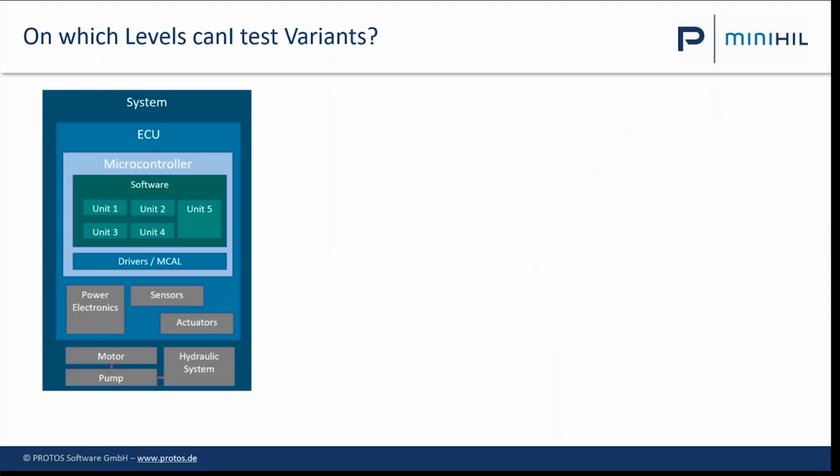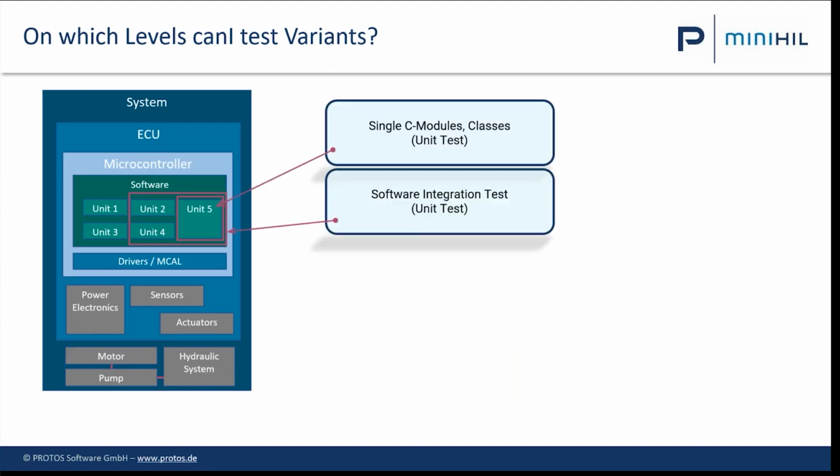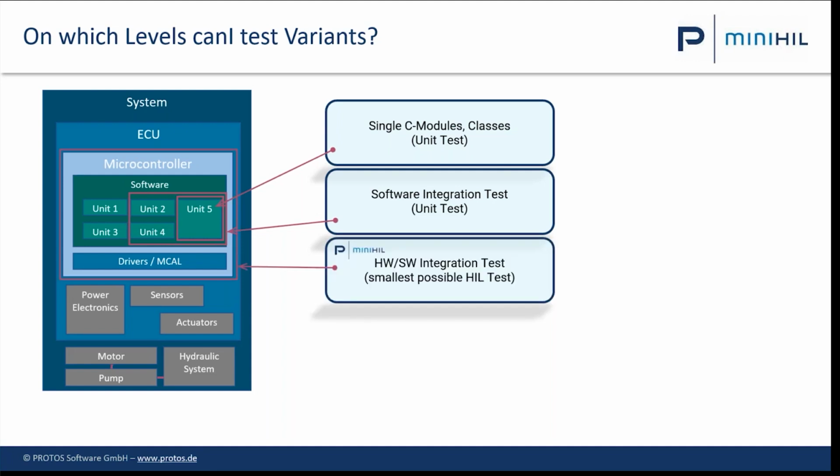Now, let's have a look at the testing topic. On which levels can I test variants? The first two levels are unit tests, for example, single C modules, classes, and so on, and also software integration tests. That's also usually done with unit test tooling. That's easy to automate. Software unit tests are usually easy to write and good to automate, and so on.